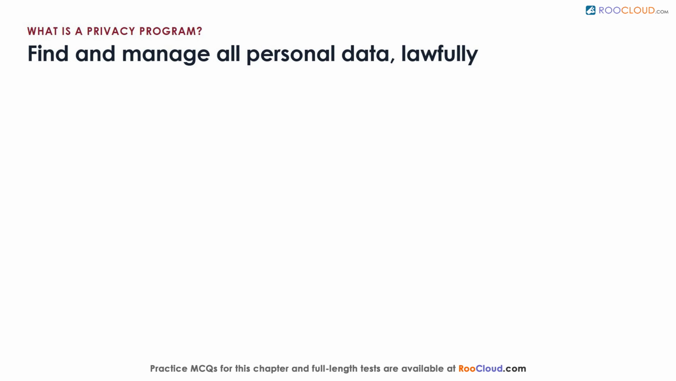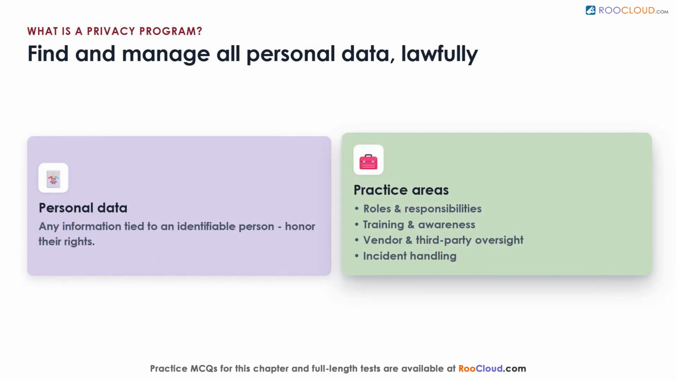So what is a privacy program and what must it cover? It makes sure all personal data is found and managed properly. That means following the law and respecting people's rights. Personal data is any information tied to an identifiable person. The program runs across several practice areas. It sets privacy roles and responsibilities. It runs training and awareness. It watches over vendors and third parties. And it handles privacy incidents when they occur. The goal is protection across the full life of the data.